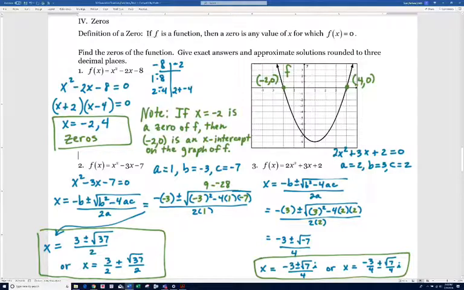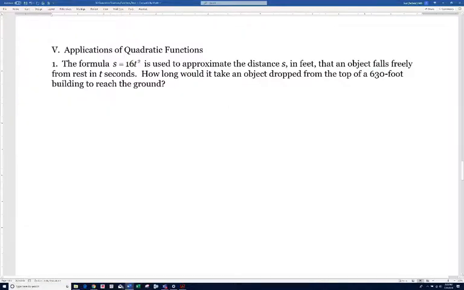All right, let's move on to an application problem. It says the formula s equals 16t squared is used to approximate the distance s in feet that an object falls freely from rest in t seconds. So our equation has two variables. It's important to know what each stands for. Now they're probably going to give us one of the variables and we've got to find the other one.